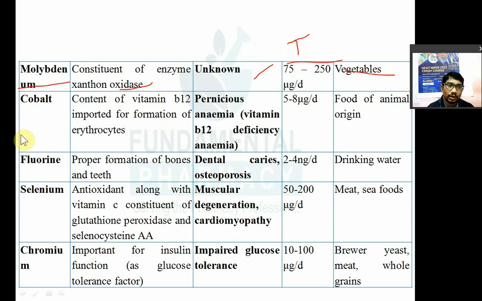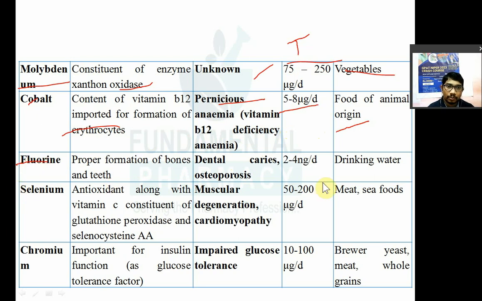Okay. Cobalt. It is a component of vitamin B12. You know that cobalt is centrally placed, and also required for the formation of erythrocytes. अगर erythrocytes नहीं बनेंगे तो क्या होगा? Pernicious anemia. अगर कोबाल्ट नहीं तो विटामिन B12 डिफेक्टिव बनेगा और उसके कारण pernicious anemia होगा. So pernicious anemia is the deficiency. It is found in food of animal origin, जो मीट वगैरह होता है. Cobalt 5 to 8 microgram per day is the daily recommended allowance.